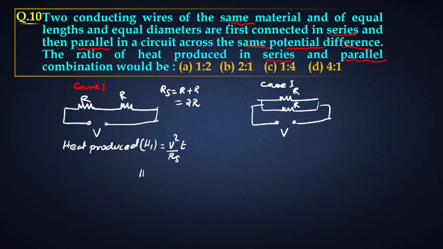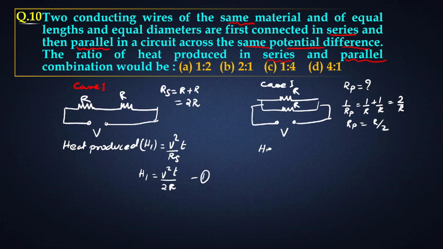So what is the heat produced? I know it is equal to V square T divided by 2R. Time is also the same, and the resistance becomes 2R. Right. Mark this as equation number 1. What about case 2? I want the resistances in parallel. So what is the equivalent resistance? We all know 1 upon Rp is equal to 1 upon R plus 1 upon R, that is equal to 2 upon R. So Rp is equal to R by 2.